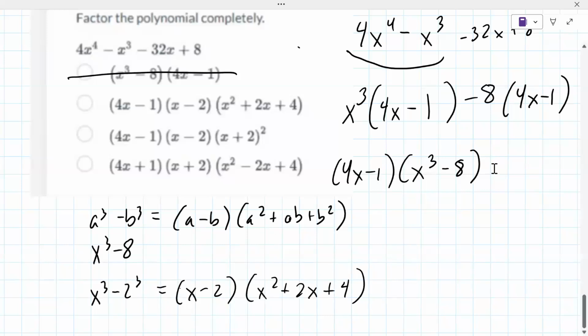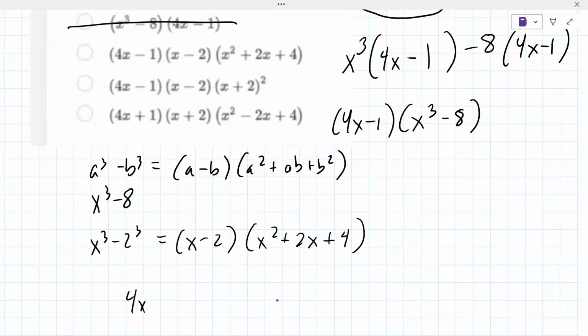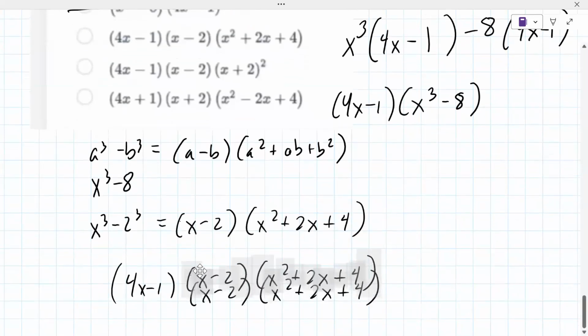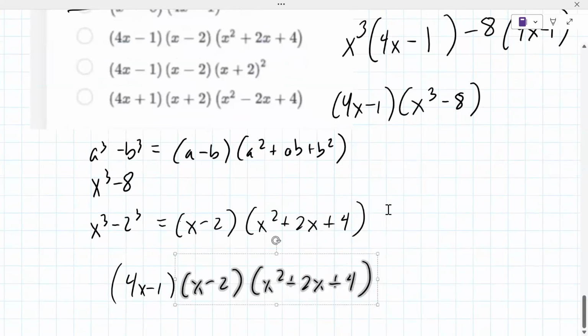Okay, and that replaces the x cubed minus 8. So you still have the 4x minus 1 and then these terms here. So it's just all of this other stuff with it. All right, so that would be the final answer.